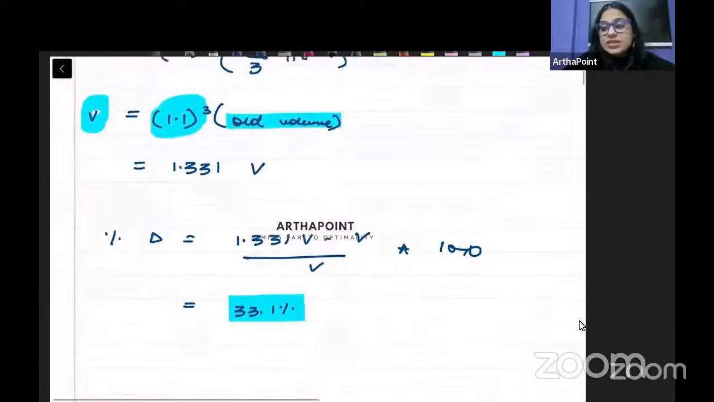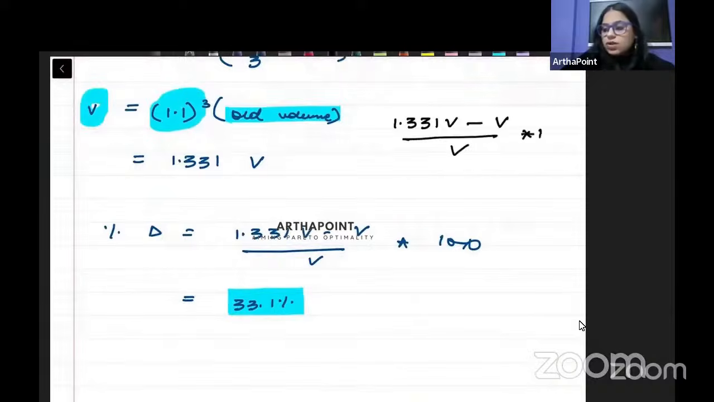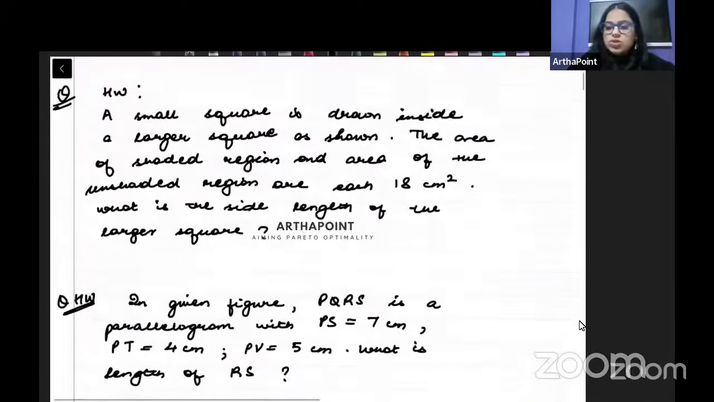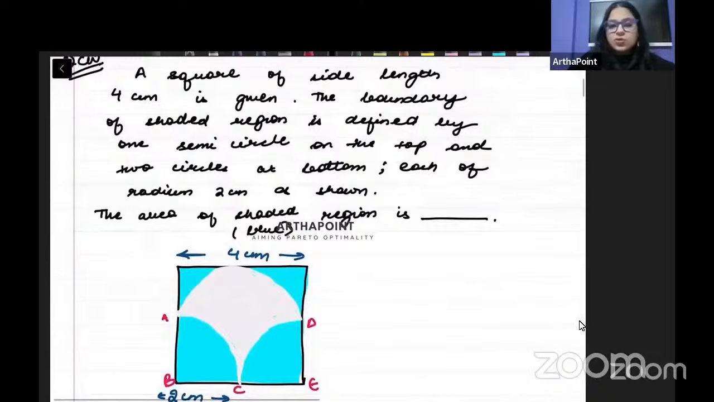So what is the percentage change in the volume? The percentage change is going to be the new volume minus the old volume divided by the old volume into 100. So you will get the answer as 33.1%. That's the answer to this question. Right, beta? Okay, I am just skipping the homework. Please do these homework. Solution will be posted on the portal. Look into the next classwork question.